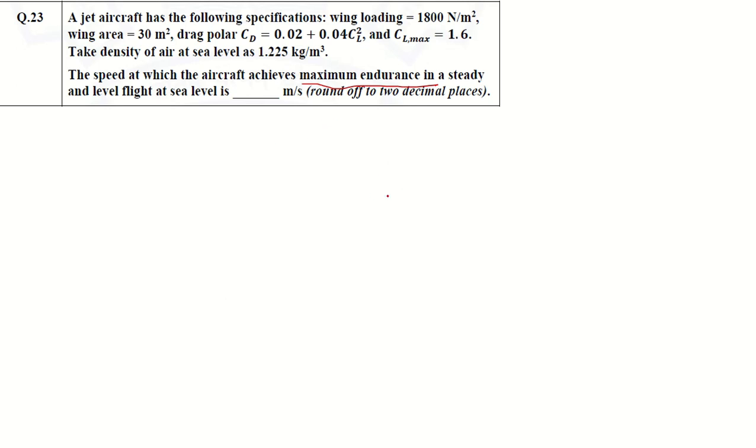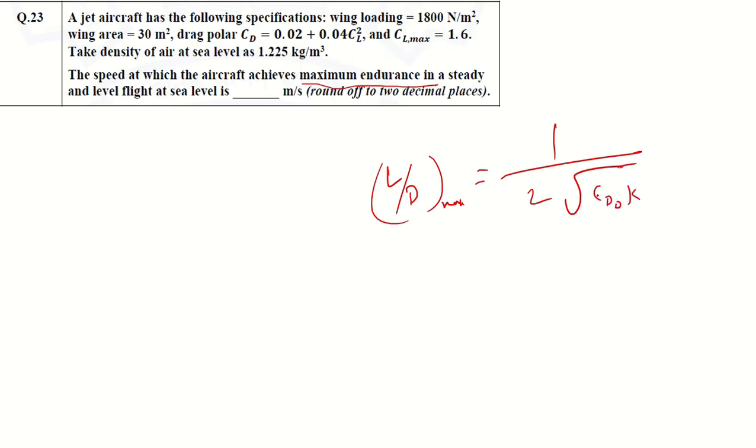For maximum endurance, L by D max is equal to 1 by 2 square root of CD naught into K. This condition you will apply. And we have the speed at maximum endurance, that is, L by D maximum.